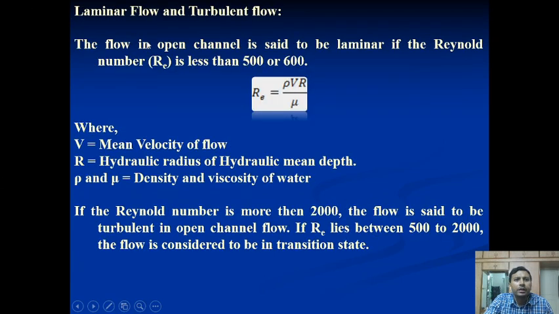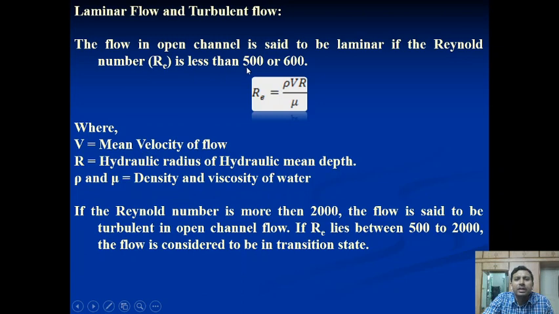Further, you all will be aware of laminar flow and turbulent flow. If you remember carefully, my dear friends, we conducted one experiment in the laboratory using the Reynolds apparatus, where you can apply the equations and find the value of Reynolds number by using rho V d by mu.